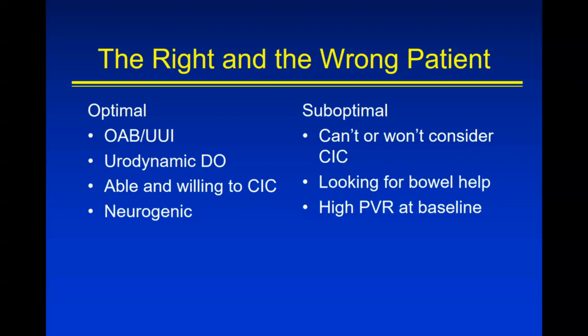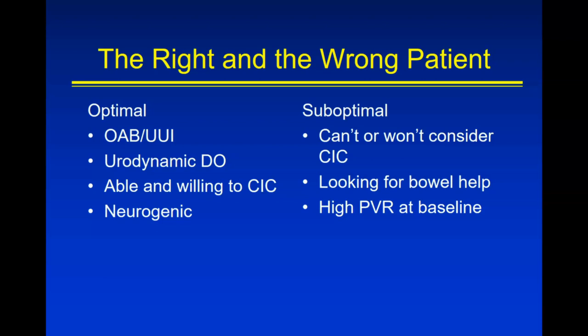So what's the right and what's the wrong patient for considering botulinumtoxinA? I would say the optimal patient is someone who does have urge incontinence. They can have urodynamic detrusor overactivity, but I don't really care. I'm not usually doing urodynamics on these patients. They're able to do CIC if necessary, although there are some patients where, if it's a last-ditch effort and the option is maybe I'm going to have to put a suprapubic tube in because we can't get their bladder under control, I still may try it with the ESO. If it doesn't work, I'll just leave an indwelling catheter in place. Can't do CIC, I'll leave an indwelling catheter in place.